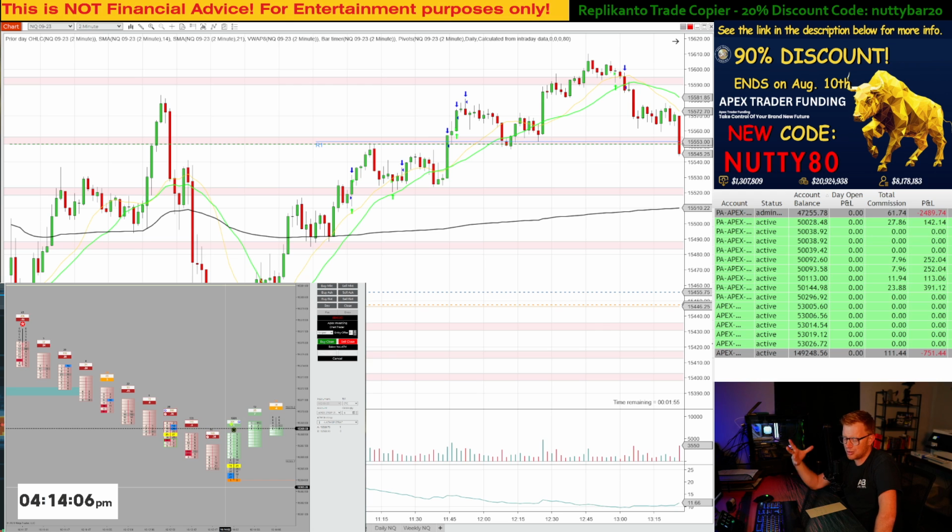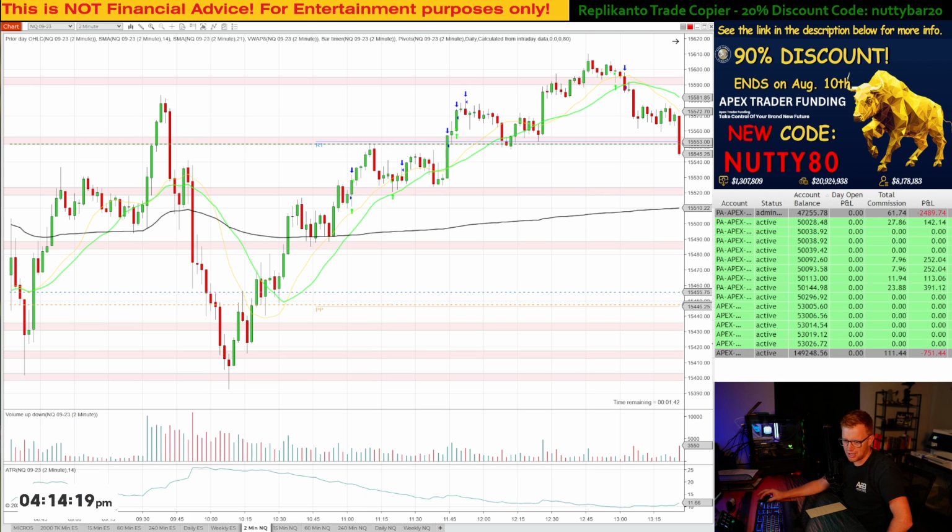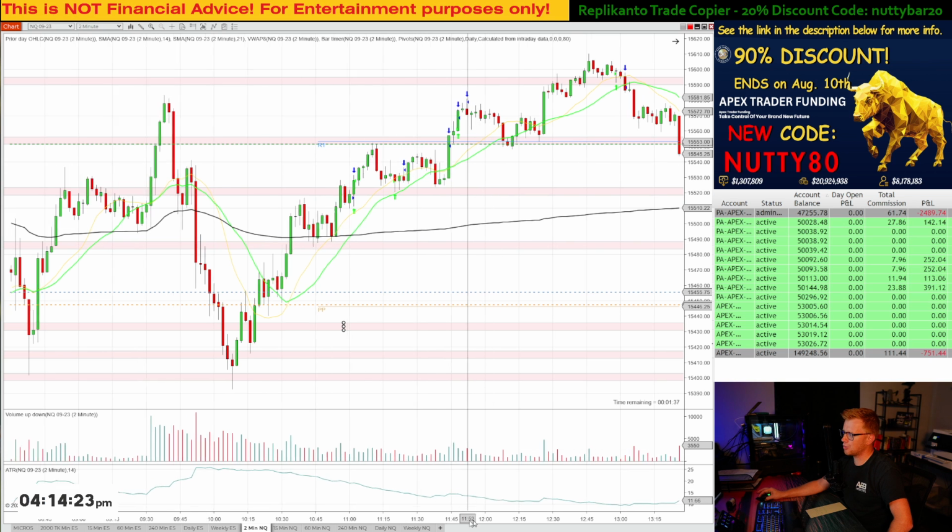Once we get into one of my zones, I basically have four steps for my entries. But again, I'm not going to drill down into that right now. Okay, let's hide that. So our first entry was this morning.